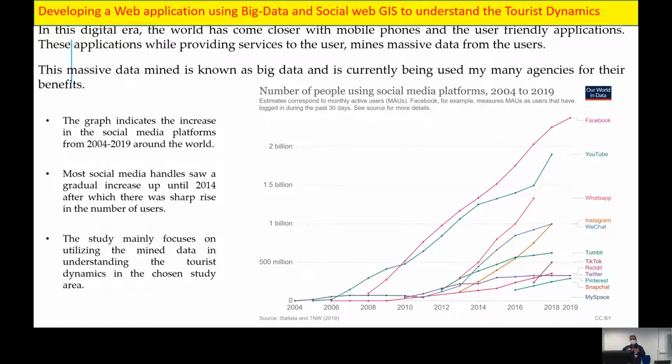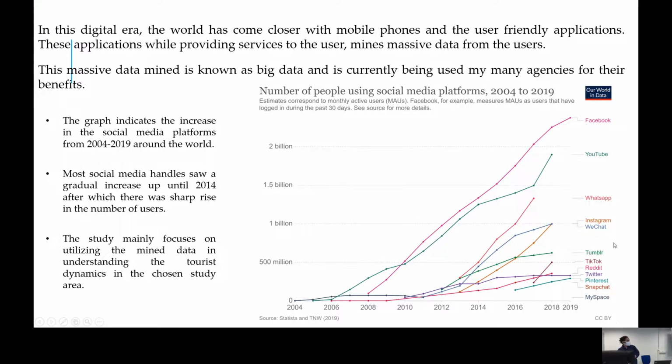We know that there are many platforms of social media, starting from 2004 to right now. There are many applications we have: MySpace, Twitter, TikTok, WeChat, WhatsApp, Facebook, YouTube. So these platforms have captured millions of data regarding many things. It's the weather, it's the city, it's tourism, it's war, anything.